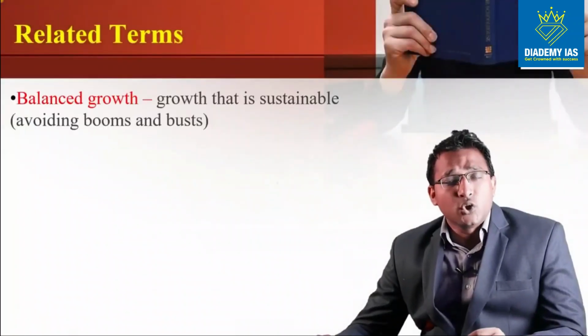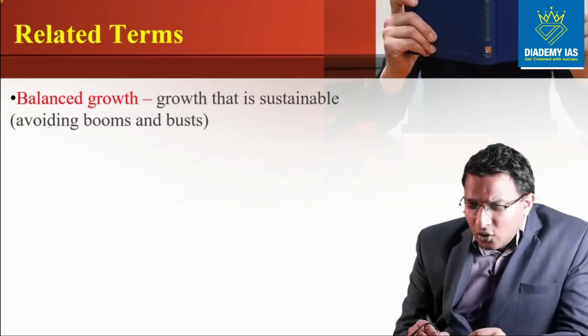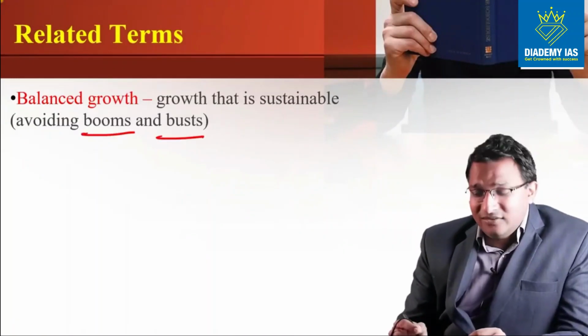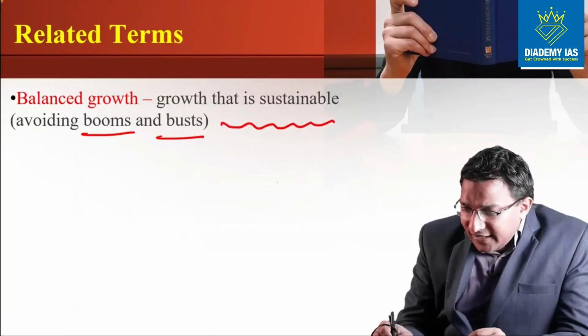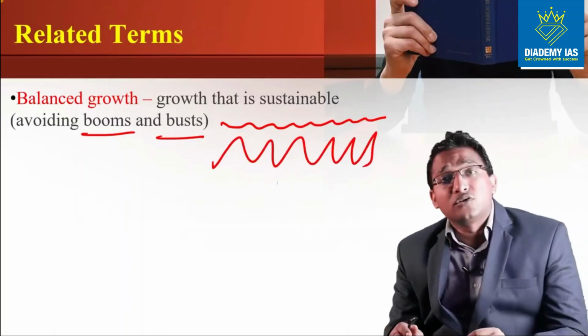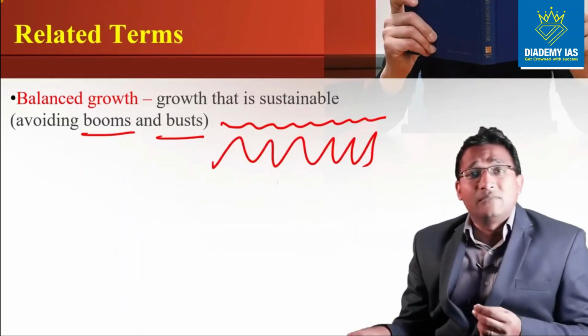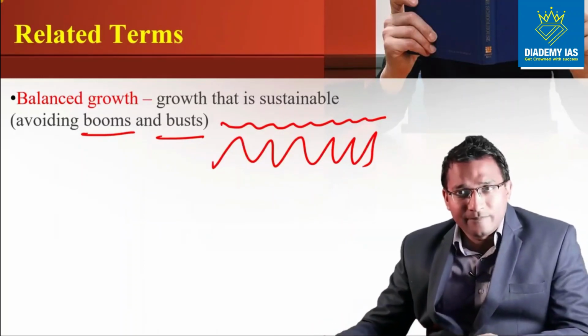Then balanced growth. What is the meaning of balanced growth? When there are not many booms and busts, when the growth is happening consistently, right? This growth is not happening like this. Sometimes the growth rate is 10%, sometimes the growth rate is minus 5%. That kind of growth is not balanced growth.